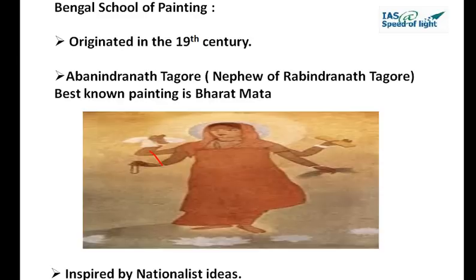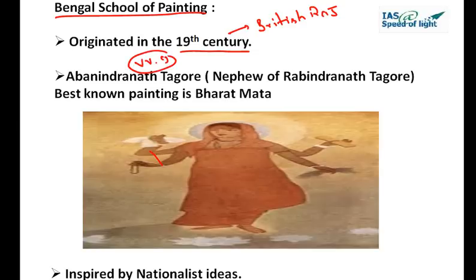The first school of painting is the Bengal school of painting. It originated in the 19th century. So from 19th century, we can deduce like it was the British Raj. So whatever work was there during this school of painting, it has to be dealt with the nationalist movement. Okay, it has to be dealt with the nationalist ideas. One particular name which is very, very important, it is Abanindranath Tagore, who was a nephew of Rabindranath Tagore, and he is a very well known painter, and it can be asked in any year from now in UPSC, Abanindranath Tagore, famous for paintings.